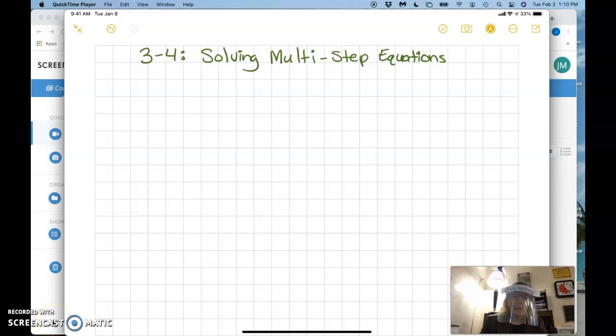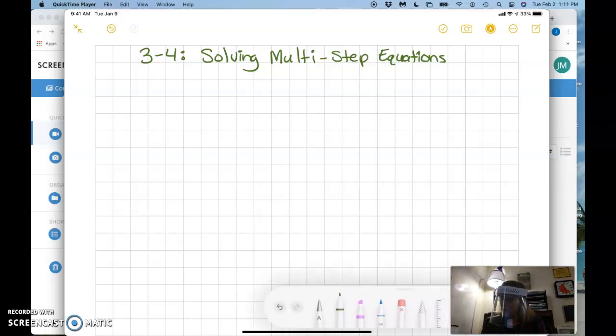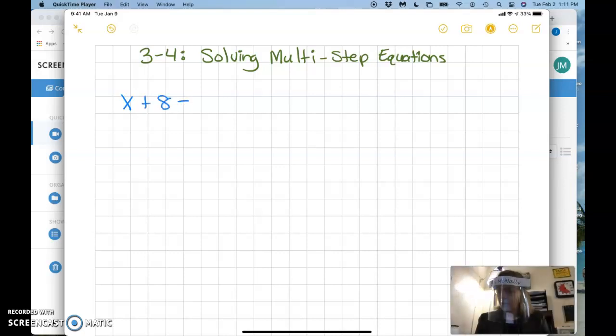Okay, so today we're starting our next section on solving multi-step equations. Before we solve multi-step equations, I just want to review solving one-step equations with you. So for example, if I have x plus 8 equals 19, how do I solve this?